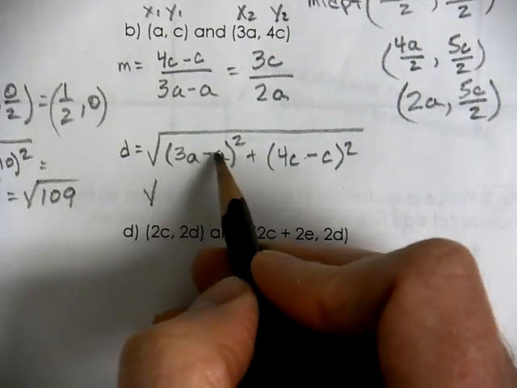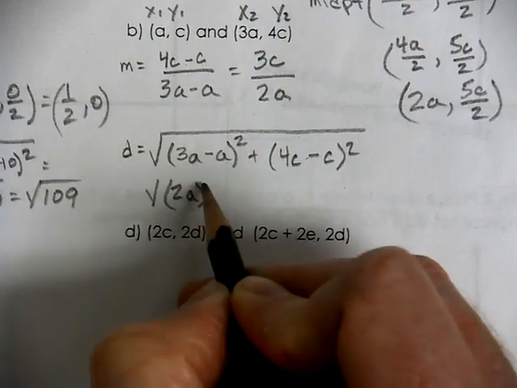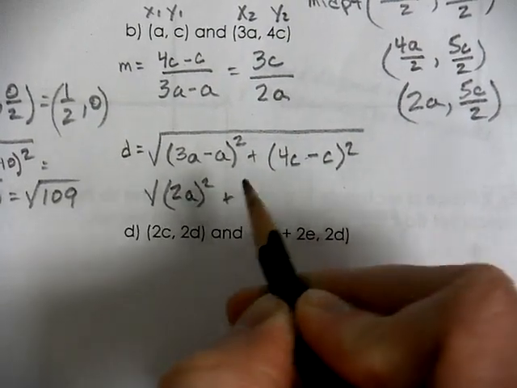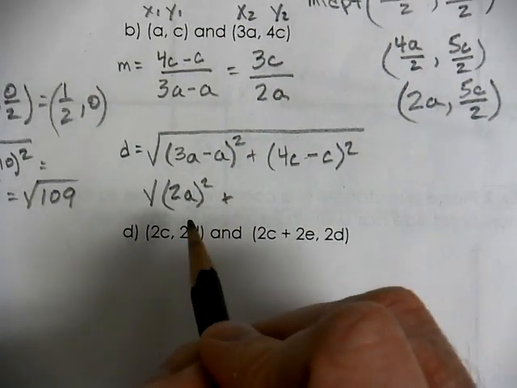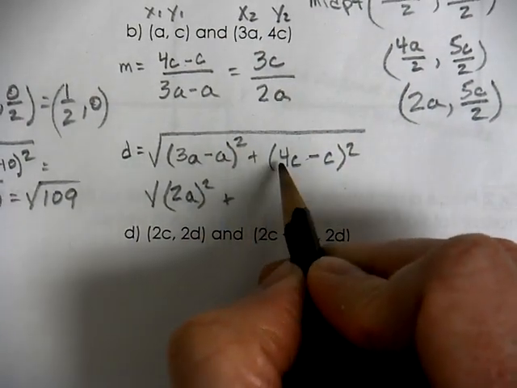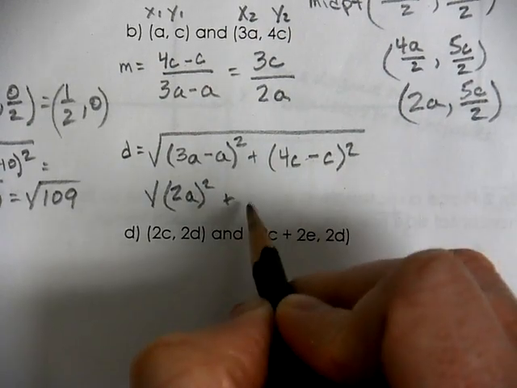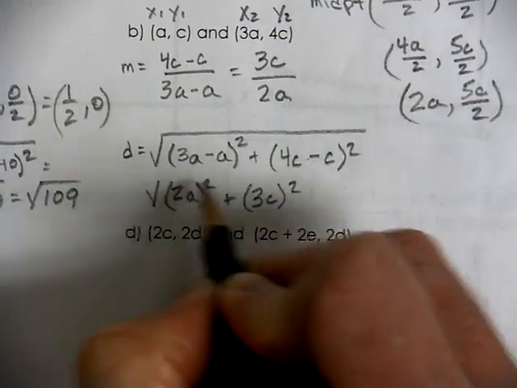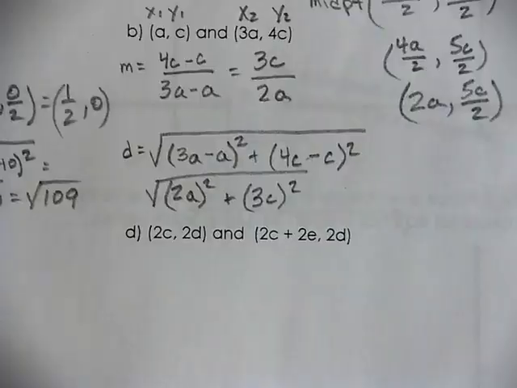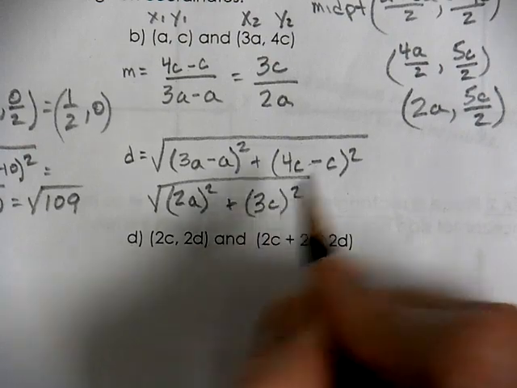You have 3 apples minus 1 apple. That is 2 apples squared. You've got to use parentheses because both the 2 and the a are being squared. 4 cats minus 1 cat gives you 3 cats. And you've got to have parentheses because you have 2 things that are being squared. The 3 and the c.